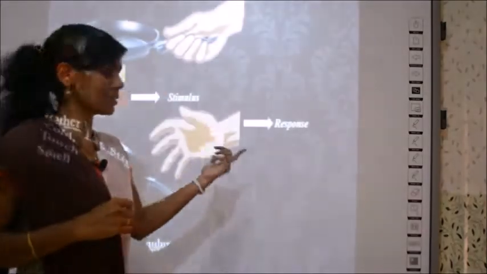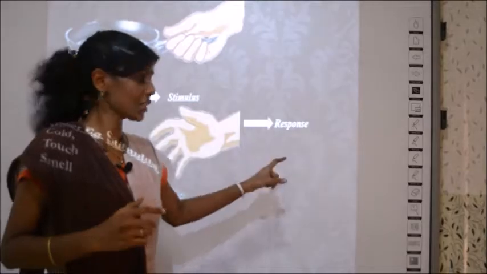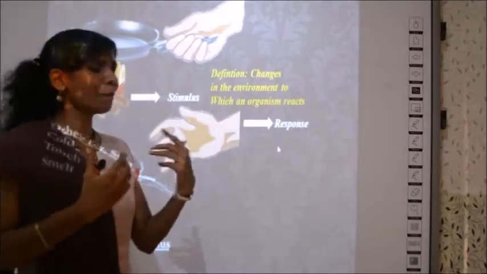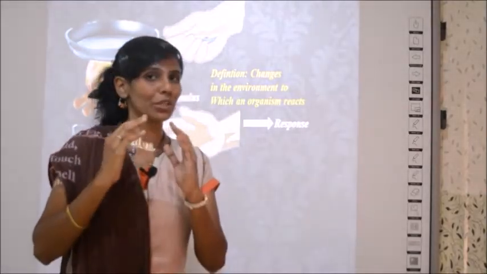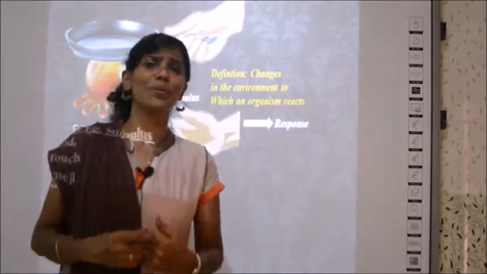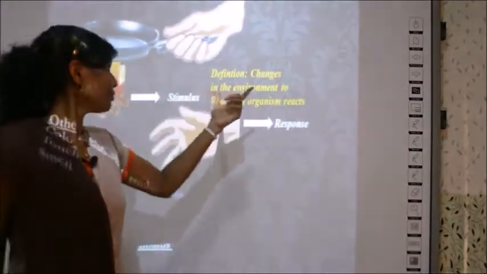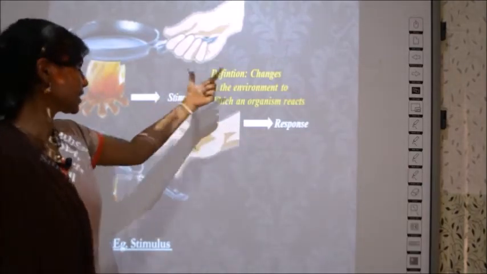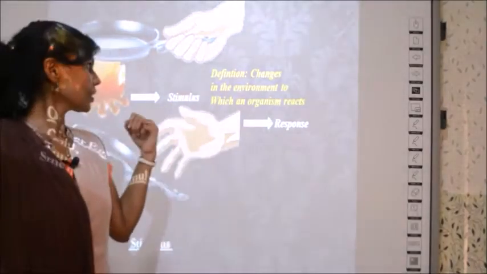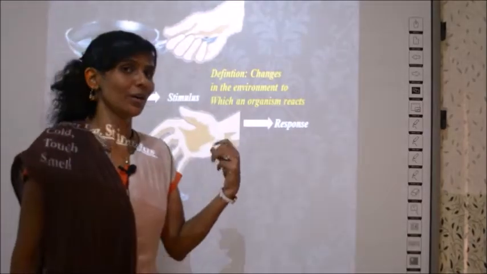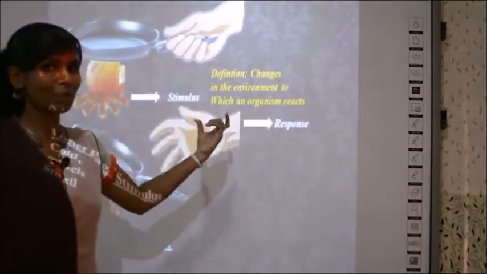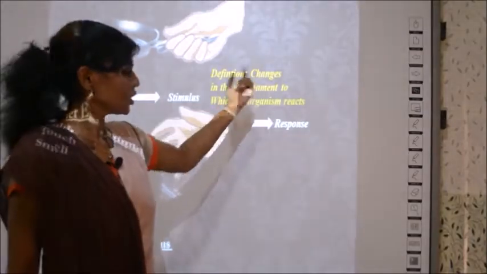Telling a story and explaining is very easy, but compared to it, learning in the form of a definition takes time. But when you understand and learn it, it is going to be very easy for you. So the definition of stimulus is: changes in the environment to which an organism reacts. I'll explain word by word. What is the change here?